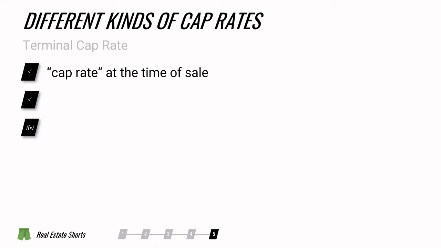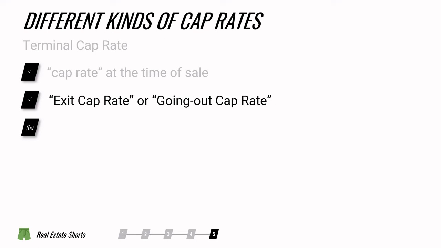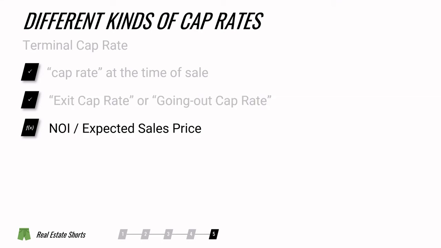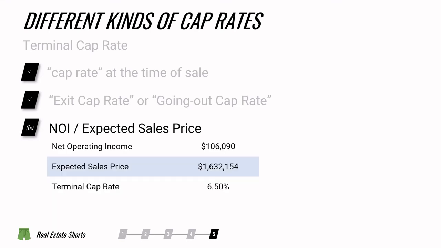Now finally is what happens when you sell. Oftentimes we'll estimate the sales price using an exit cap rate or a terminal cap rate, sometimes also called a going out cap rate because you're exiting the investment. And so the formula here is NOI divided by expected sales price. So if we believe that NOI will be $106,000 a couple of years into the future, and we divide that by a terminal cap rate of our choosing, in this example 6.5%, then we can estimate what we think that sales price will be.